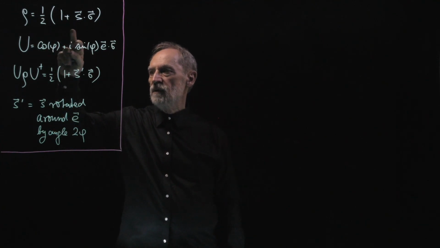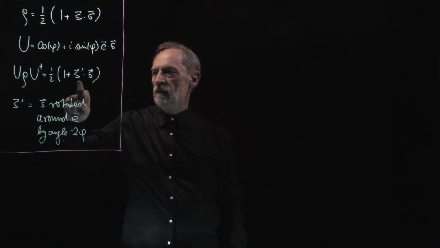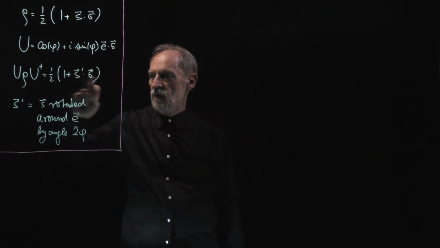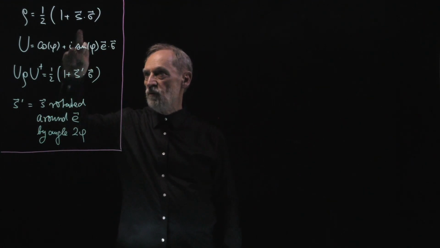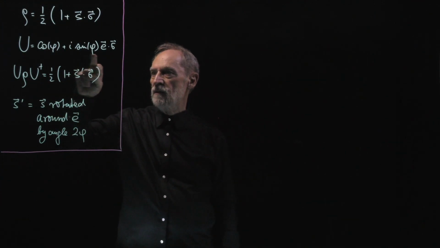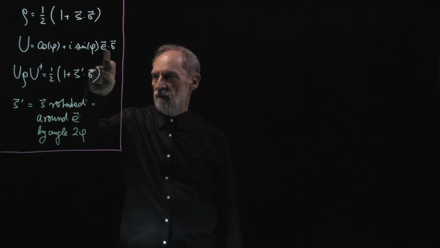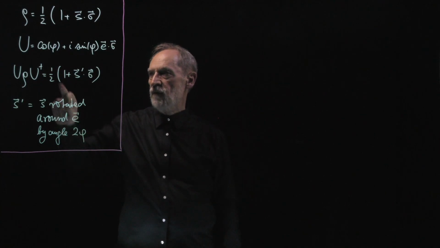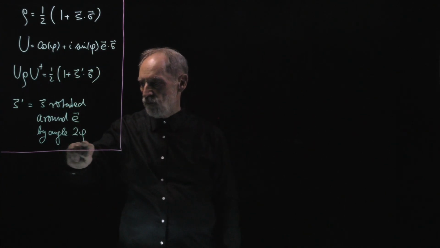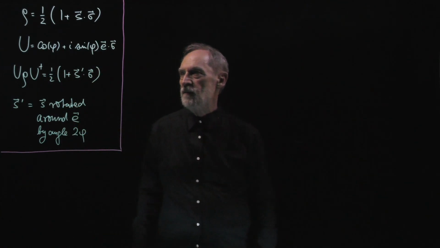Then the rho is transformed into a new rho where the S turns into S prime, and the S prime is just the original S rotated around the direction of E. This is a unit vector, by the angle 2 phi. So it's cosine phi and sine phi here, but the rotation is by the angle 2 phi.